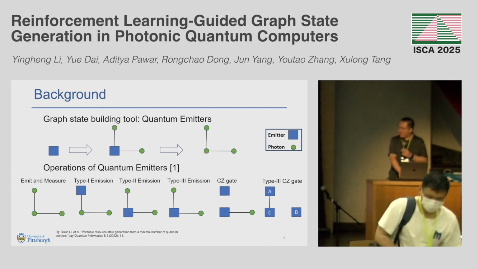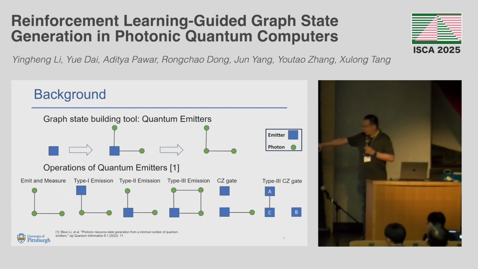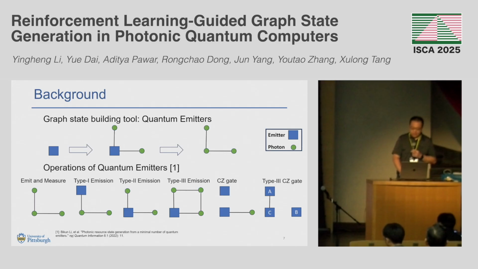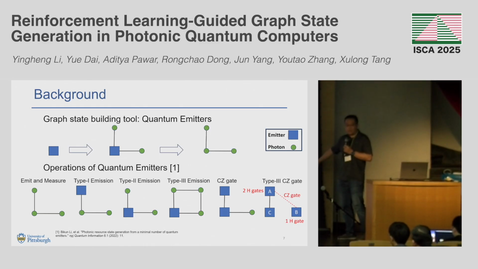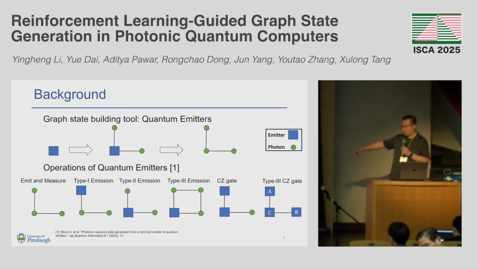And type 3 looks like a little bit magic there. So the emitter can actually pop out the photon, and that photon will entangle with all the other neighbor photons of that emitter here. And the fifth one is a CD gate, which applies entanglement between two emitters here. And the last one is called type 3 CD gate. If we have 3 emitters here, it can apply 2 H gates on A and 1 H gate on B, and apply a CD gate between A and B, and this will create entanglement between the emitter B and C in this case. Okay? So this is the normal order of using emitters to generate the graphs, and these 6 are the basic operations here.